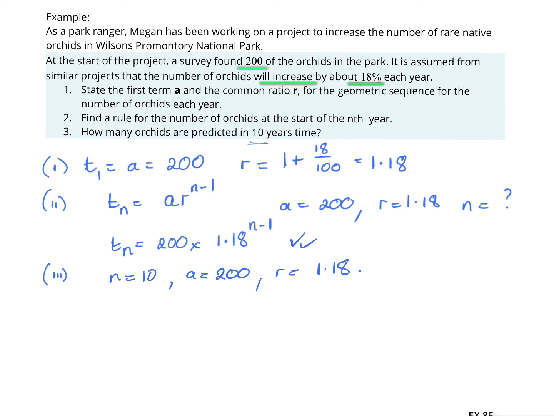So therefore T10 is equal to 200 times 1.18 to the power of 10 minus 1, or 9 if you like. And when you put that into your calculator, now we want it to the nearest whole number because you can't have a piece of an orchid. So to the nearest whole number, that comes out to be 887. That should be approximately, I guess. So there will be about 887 orchids in 10 years' time, according to this model.